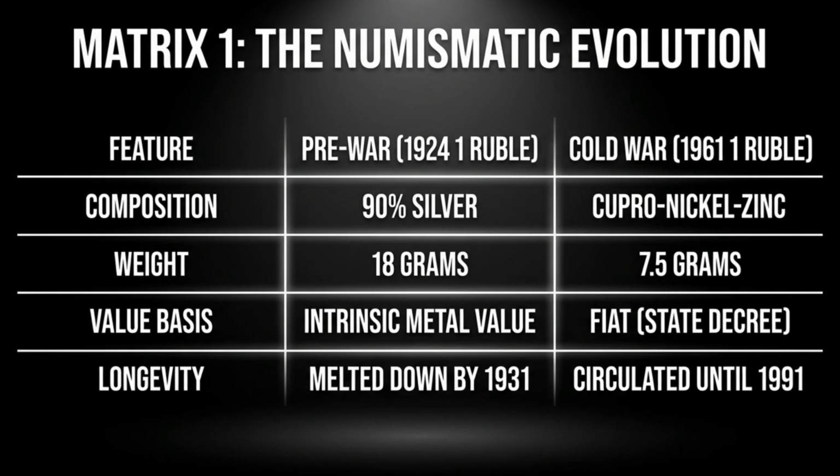The numismatic evolution saw a shift from the pre-war 1924 silver ruble, which had intrinsic metal value, to the Cold War 1961 cupro-nickel-zinc ruble, valued by state decree, or fiat.